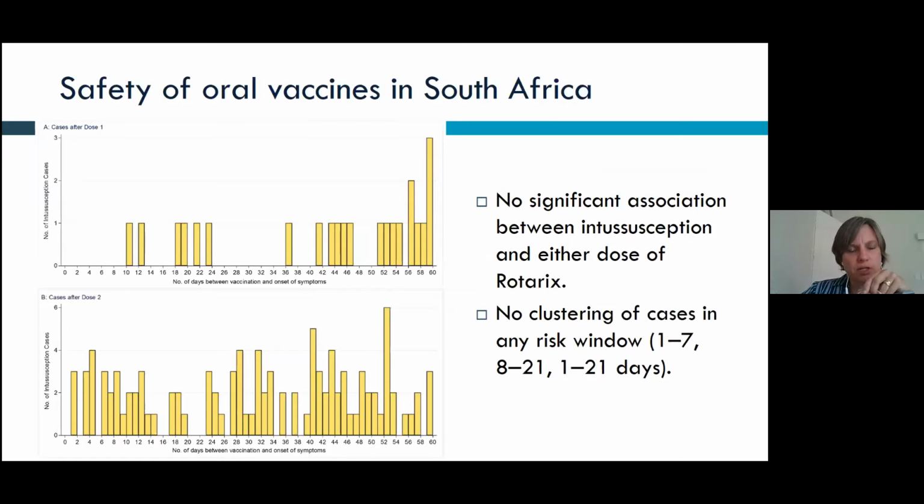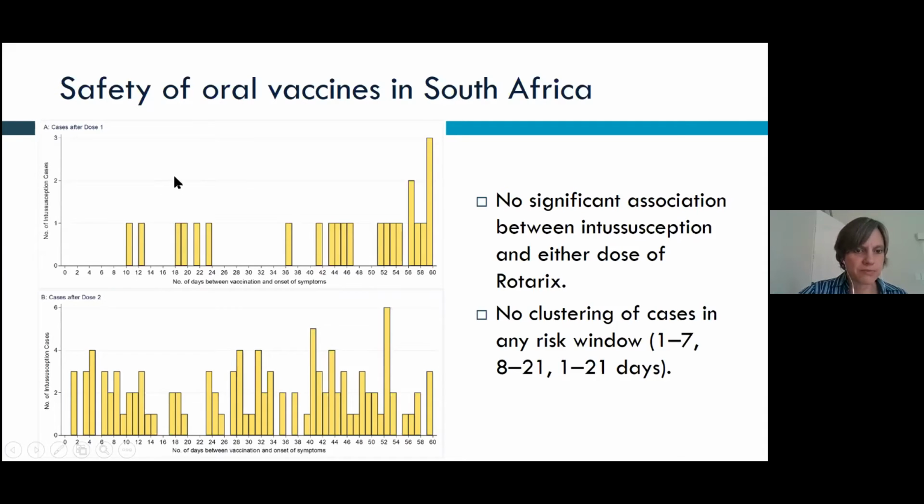And so we could then have a look at the timing of the doses in relation to when they presented with intussusception. So we looked at the number of days between when they received the vaccination and the onset of their symptoms for the intussusception episode. And you can see that there, after the first dose of Rotarix, there were no cases of intussusception in that first week. And that has really been the period where we've seen in the high-income countries where the greatest risk of intussusception is in those first 7 days after the first dose. So we did not see cases during that time.